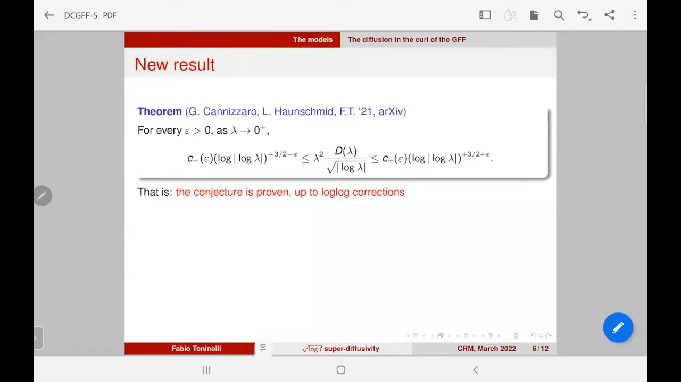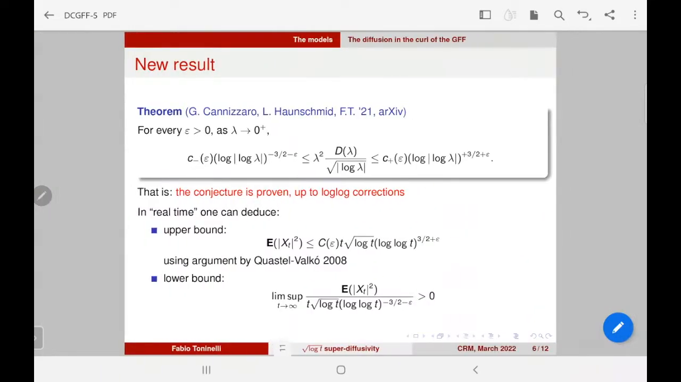Good. Well, maybe you don't like the Laplace transform too much. So what can one say for the real time mean square displacement? For upper bounds, there is a very nice but quite simple argument by Cannizzaro, Gubinelli and Valkó that allows to translate the result into real time. Once you have the result in Laplace, you can deduce that the mean square displacement grows at most like t times square root log t times this log.